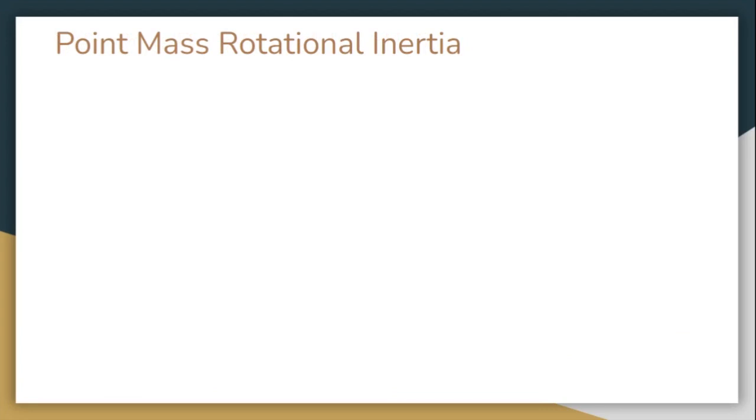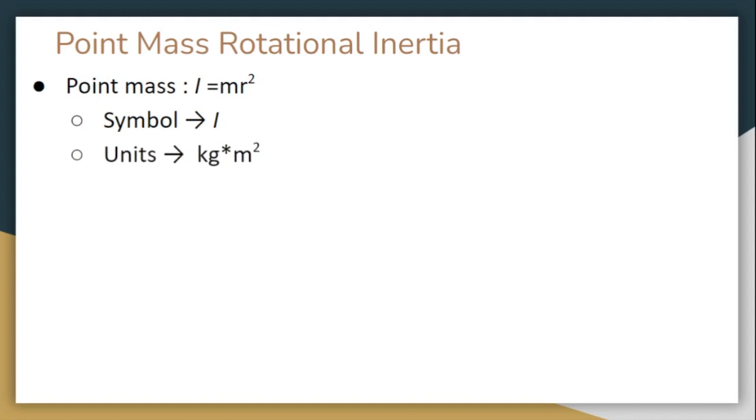Let's talk about point mass rotational inertia, because this is the one that we're going to be using most of the time. So point mass really just means that we are taking all of the mass of an object and we can sum all of that to be at one specific point. The equation is going to be I, which is rotational inertia, is equal to m times r squared. M is going to stand for the mass and r stands for the radius of that object. Again, the symbol is going to be I for rotational inertia, and the units are going to be kilograms times meters squared.